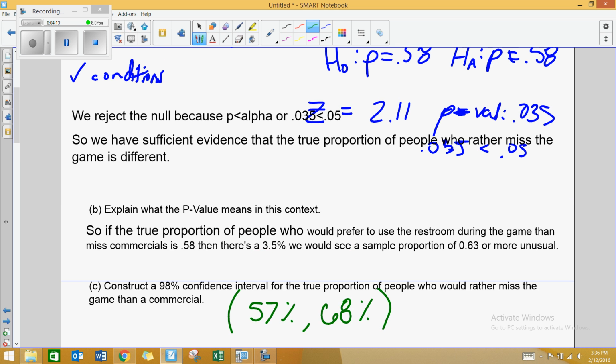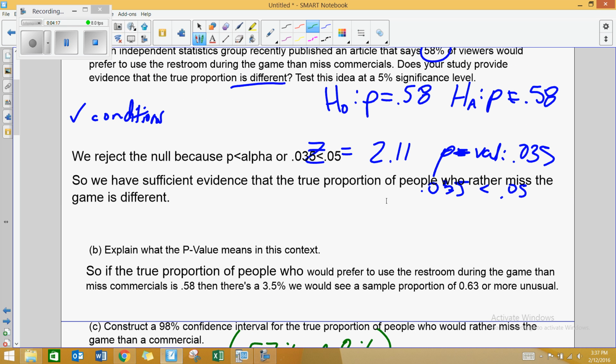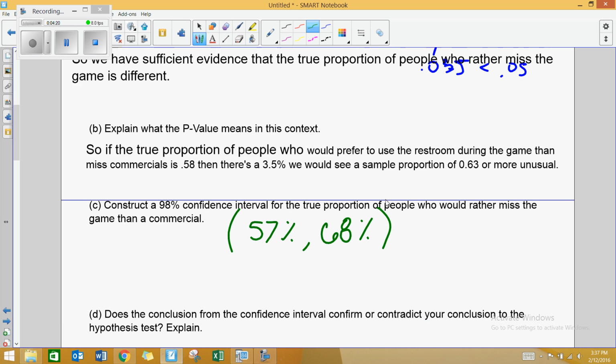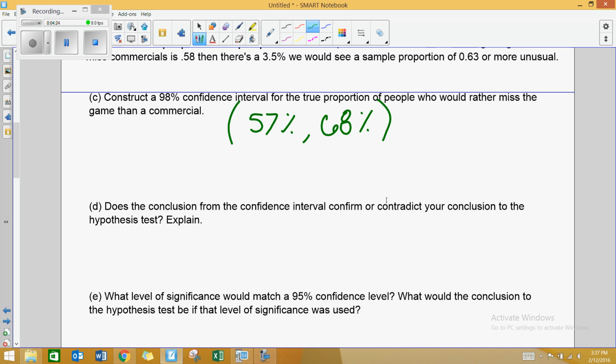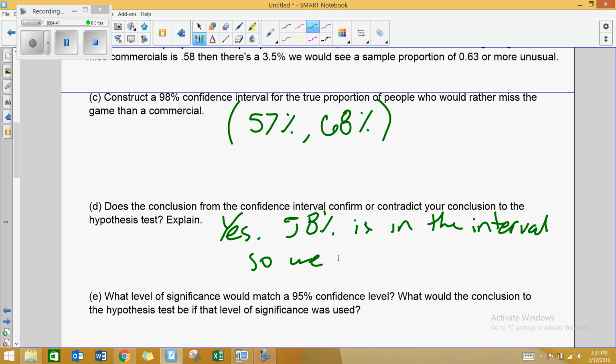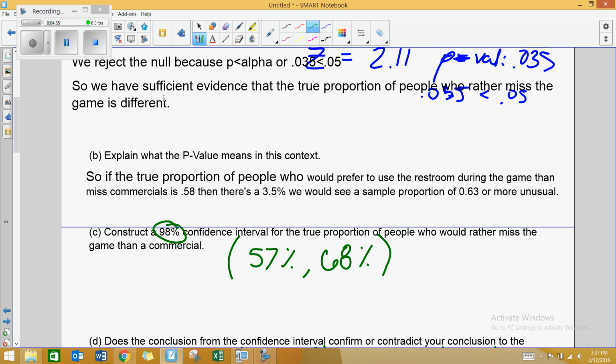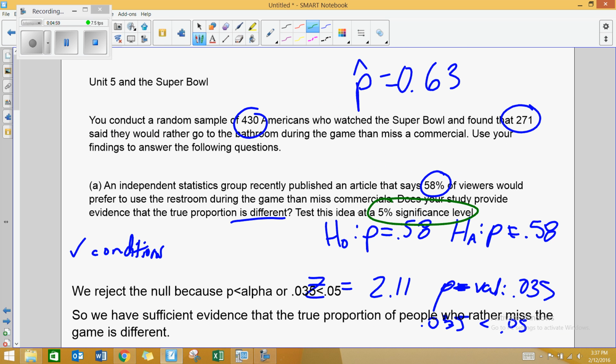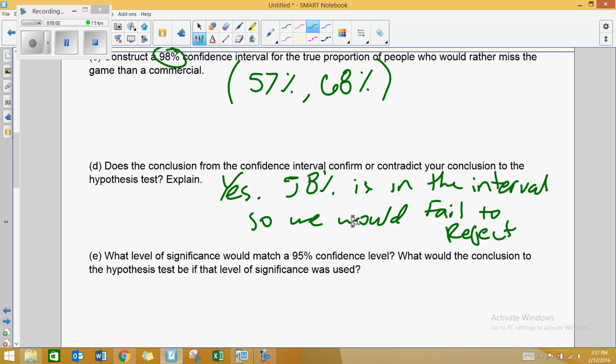That contradicts my conclusion up here. I said I did have evidence that the true proportion was different, but down here, 58 is in my interval. So yes, we've contradicted ourselves. 58% is in the interval. So here we would fail to reject. So how can that be? Well, if we're paying attention, this was a 98% confidence interval. Does that match up with a 5% significance level? The answer would be no, because otherwise we would have gotten the same conclusion.